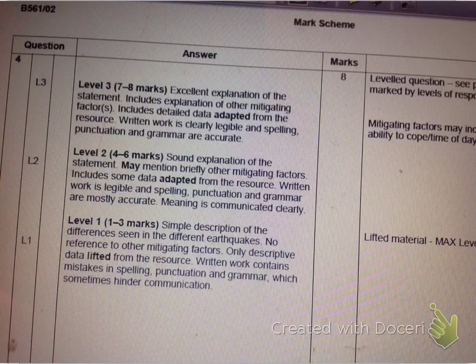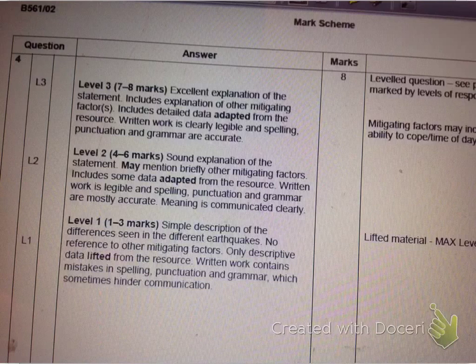For this question, you've got to make sure that you don't just copy the material straight off the booklet. If you've just simply lifted the material and not written anything in your own words, you can't get more than a level 1. Most of you have adapted it in some way, so have fallen into level 2 to level 3. Most people in level 2.